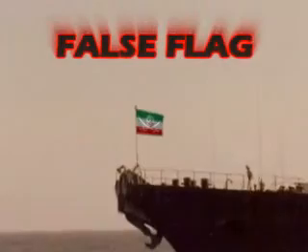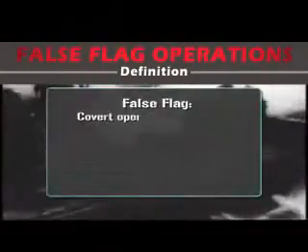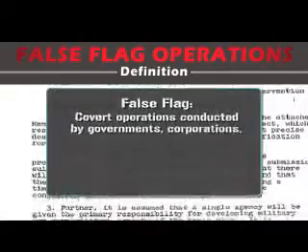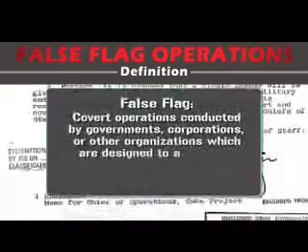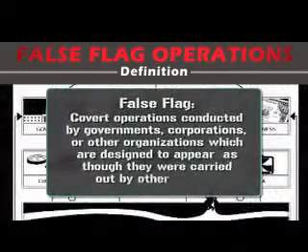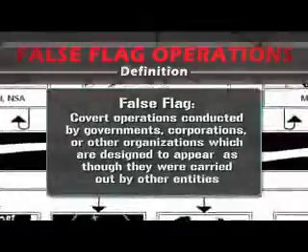What is a false flag? The encyclopedia definition reads, false flag operations are covert operations conducted by governments, corporations, or by other organizations which are designed to appear as if they were carried out by other entities.